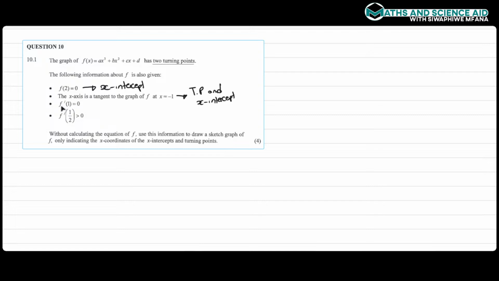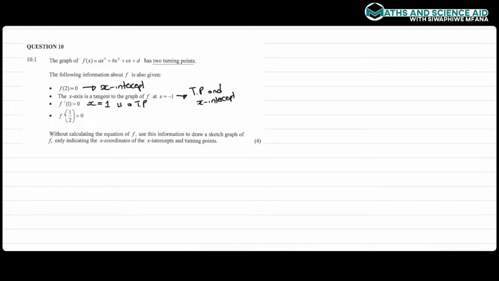We are told that the first derivative is equal to 0 at x = 1. So this is another turning point, because the x value where the gradient is equal to 0 is a turning point. So x = 1 is another turning point here because it means in the first derivative of f, if you make x equal to 1, you get 0. So the gradient is 0 at the turning point. So x = 1 is a turning point. So that's the second turning point here.